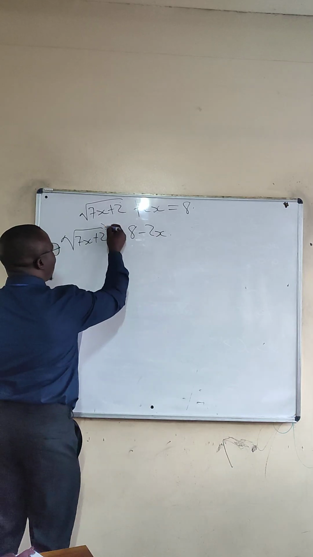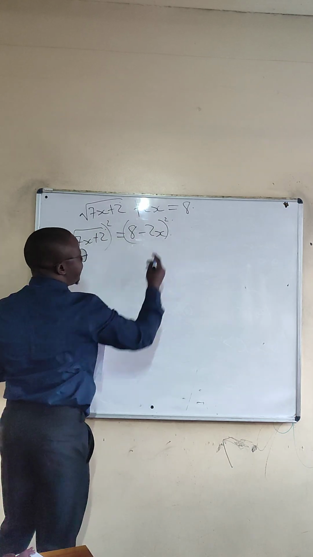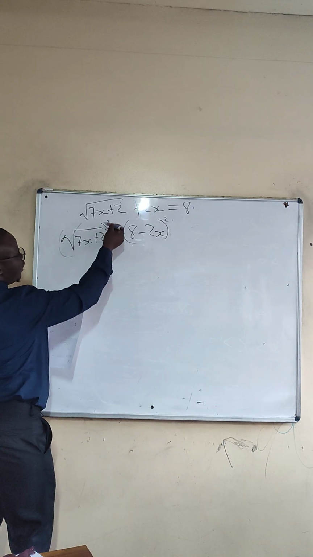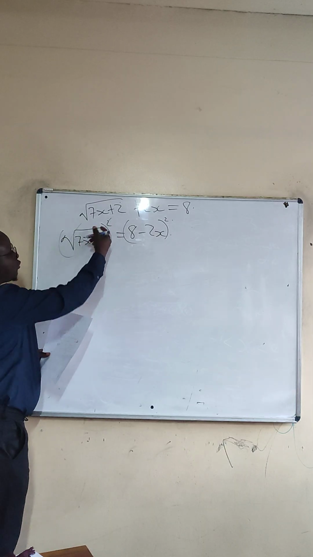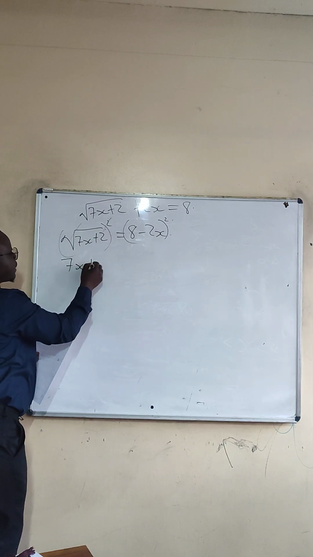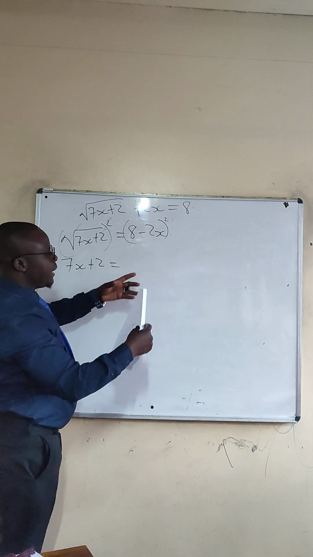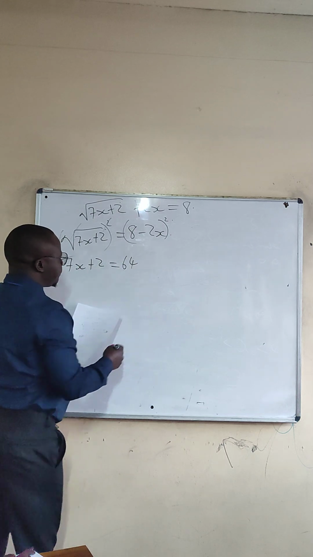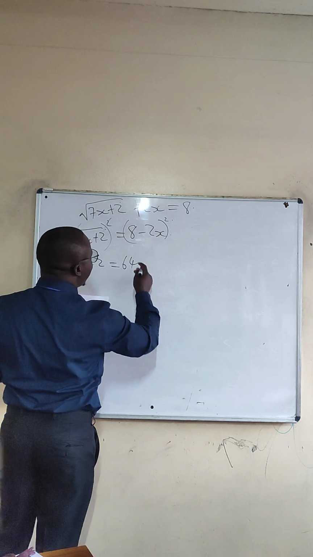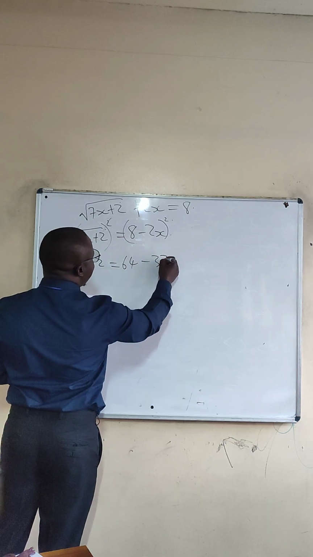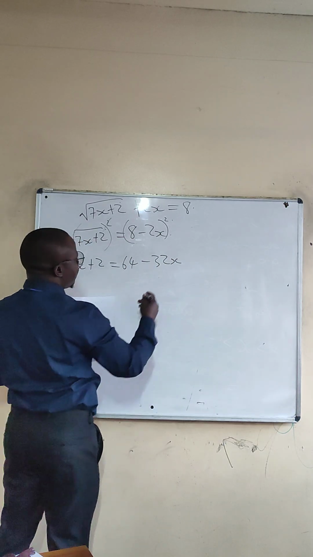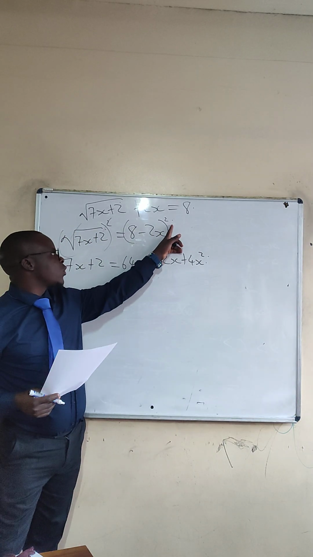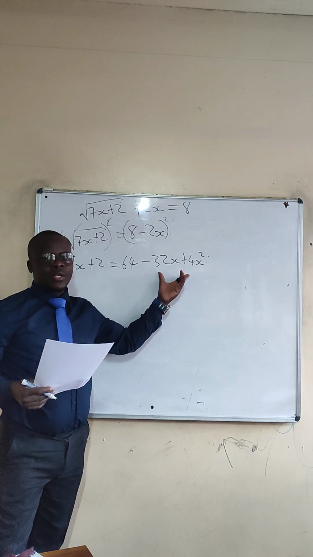How do we square both sides? We are going to have to square this side and this side. When we square both sides, we are going to have, on the one side, cancellation of the square root and this exponent of 2. We are going to be left with 7x plus 2 is equal to, on the other side, if we FOIL this side, we are going to end up having 64, and then minus 32x, 64 minus 32x, as well as plus 4x squared. So, foiling this side because of the square, we shall have our right-hand side looking like this.